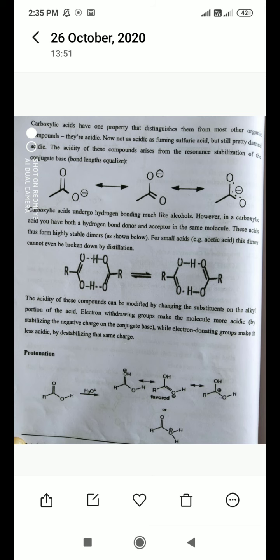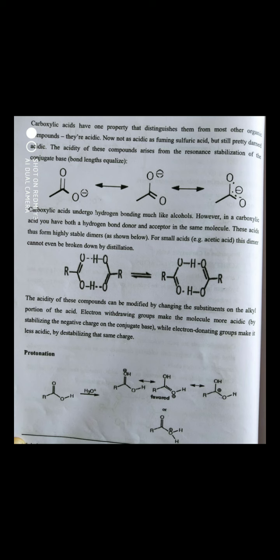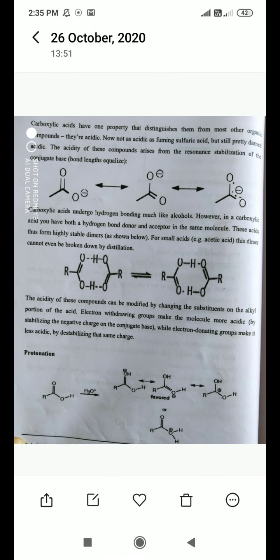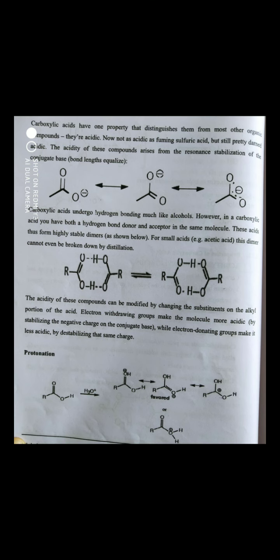Again, that O minus, the negative charge, shifts to form a bond, and that double bond becomes a single bond, shifting towards the oxygen atom, which then carries the negative charge. This conversion occurs like resonating structures. Only two resonating structures are formed for this carboxylate ion, and this is responsible for the acidic nature of the compound.